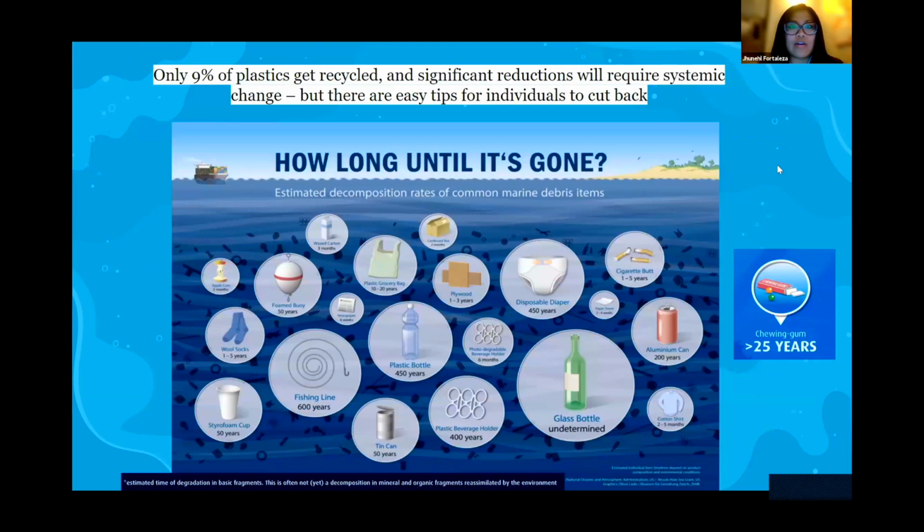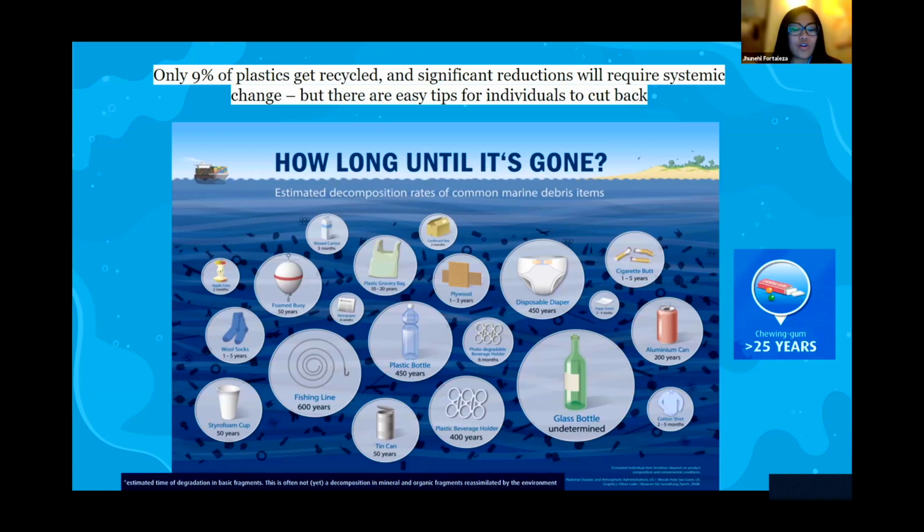Last time I also talked about how long it takes for plastics to disintegrate in the ocean. So if you take a look at this graphic, it takes hundreds of years for many of these different plastics to actually break down. And even when they do break down, they don't break down completely into organic pieces. They still become these microplastics that the different little fish eat. And only 9% of plastics even get recycled. So even when we put plastics into the recycling bins, not all the plastics can be recycled. And the significant reductions that we want would require big systemic changes.